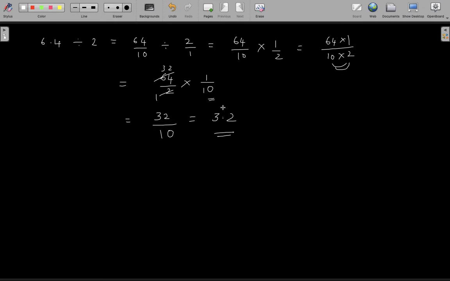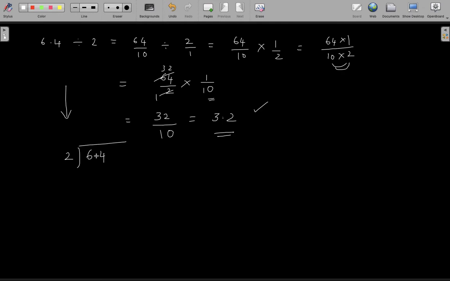But is this the only way to do it? Well, this is one of the ways. You can do it this way if you're comfortable with it. But we can have a direct method, a direct division method. That is 6.4 when I am dividing it by 2. Let us start with this.